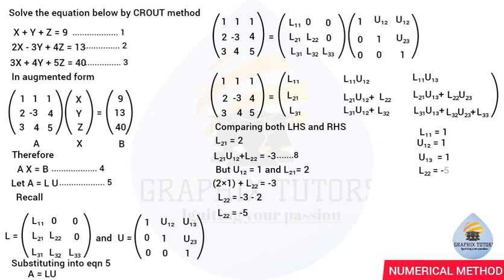Now go to the next one, which is telling us L sub 21 U sub 13 plus L sub 22 U sub 23 equals 4.